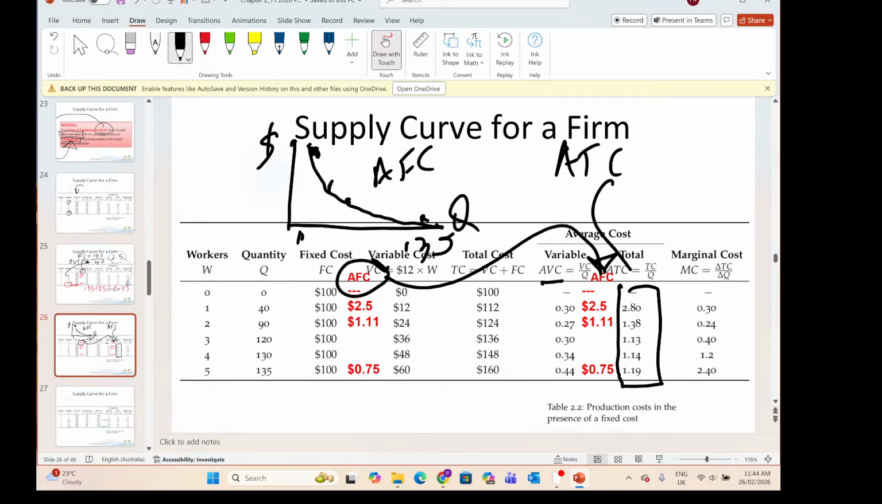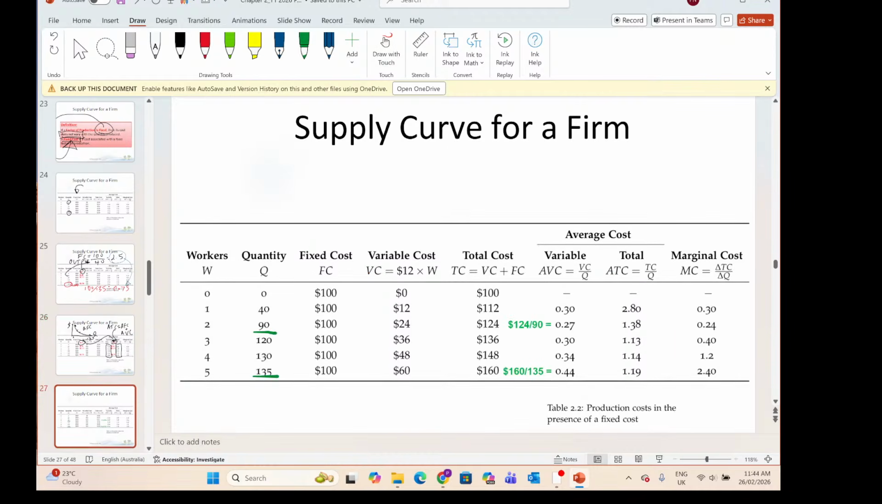So this average total cost is going to be the sum of our average fixed cost, which we've just dragged over, which I'm circling at the top. So it equals our average fixed cost plus our average variable cost. And here I'm drawing a square around our average variable cost column. So that brings us from our fixed cost to our variable cost. So let's consider our variable cost.